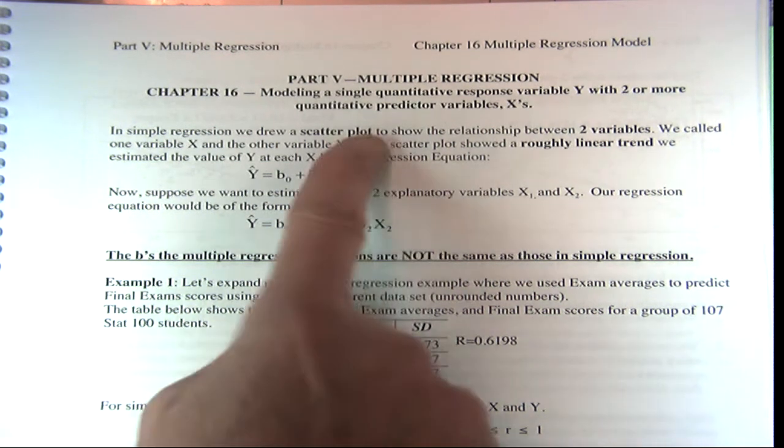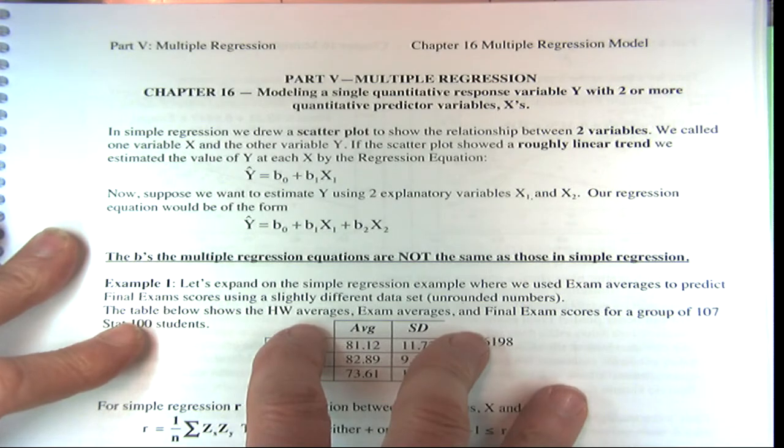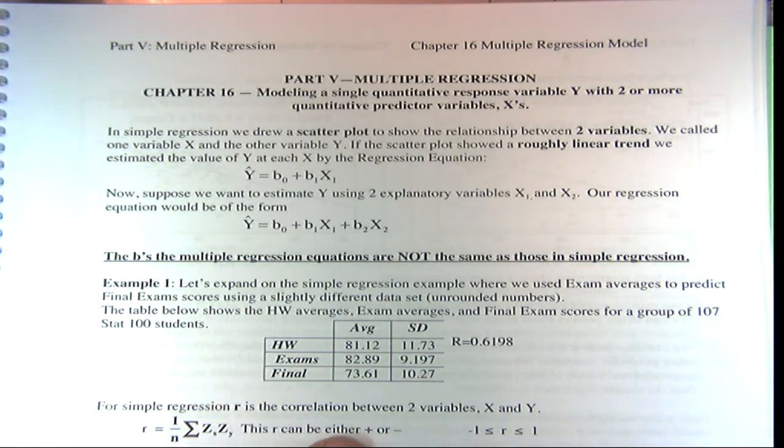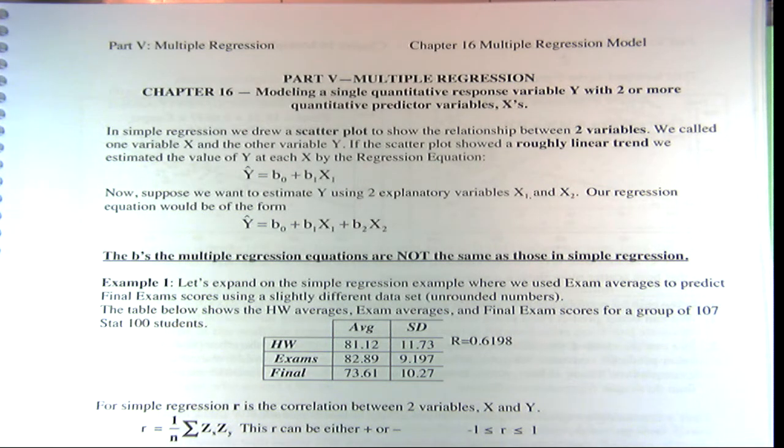But now we're going to move on to, we're still just going to have two x's. In this case, it's going to be homework and exam scores predicting one y, final. But both of those are quantitative variables. This is an extension of what we did back on page 31, where we just looked at a simple scatter plot where we were predicting final exam scores for 107 students, former Stat 100 students, from their exam averages. And we had a scatter plot. Well, now we say, we can do a better prediction if we combine homework scores.